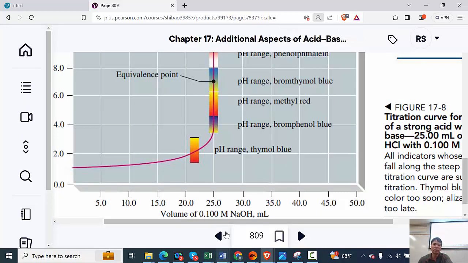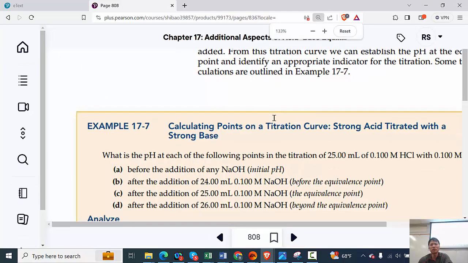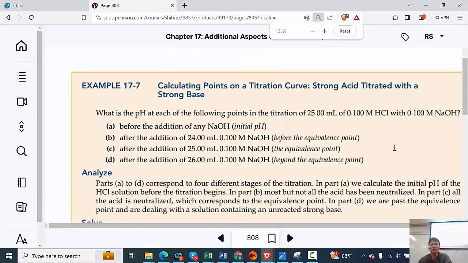In fact, your book does just that. So let's take a look at what they do. They're interested in a strong acid, strong base mixture. So they're titrating 0.100 molar HCl with 0.100 molar sodium hydroxide. They're using 25 milliliters. They have 4 sig figs in the volume, 3 sig figs in the concentration. So we expect 3 sig figs in our calculations.